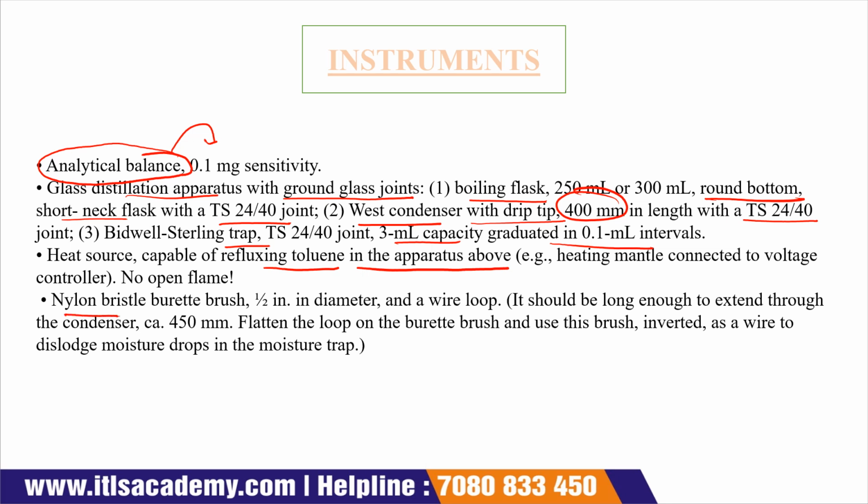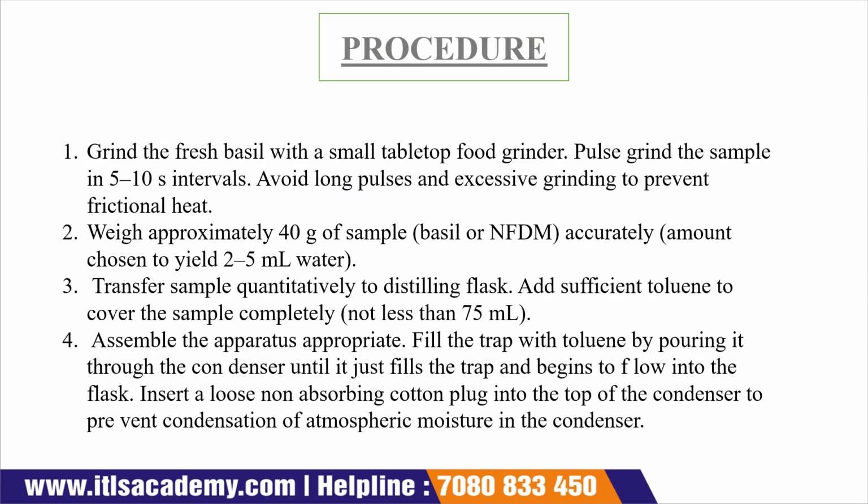burette brush of half inch in diameter and wire loop, and it should not be long enough to extend through the condenser, 450. Flatten the loop on the burette brush and use this brush inverted as a wire to dislodge moisture drops in the moisture trap. So this is the instrument required for the determination of moisture with the help of solvent distillation. Now the next one is your procedure.